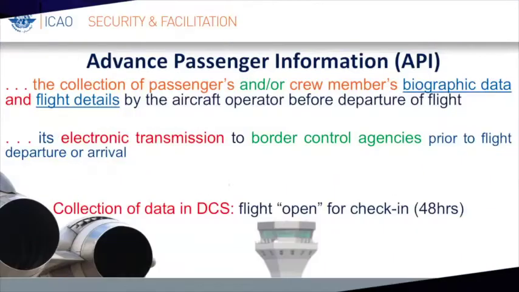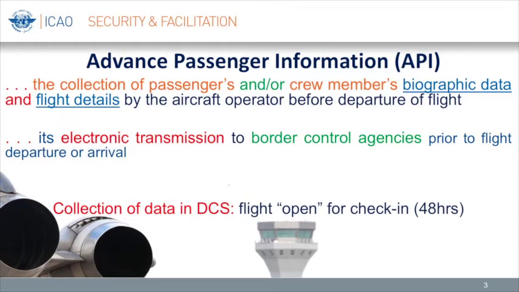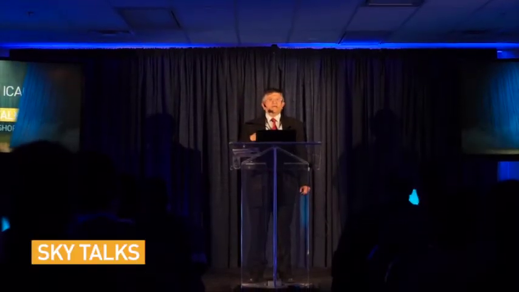What's API? This is the collection of passengers' and/or crew members' biographic data and flight details by the aircraft operator before departure of the flight. For example, I make a booking to fly from here to, say, Amsterdam. The check-in generally opens about 48 hours before the flight, so I can go online and enter my data online. But if not, I go to the airport, and at the check-in desk, I present my passport. This is my passport. I'm a South African, just for your information.